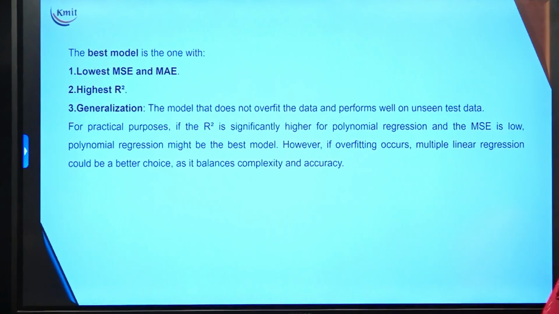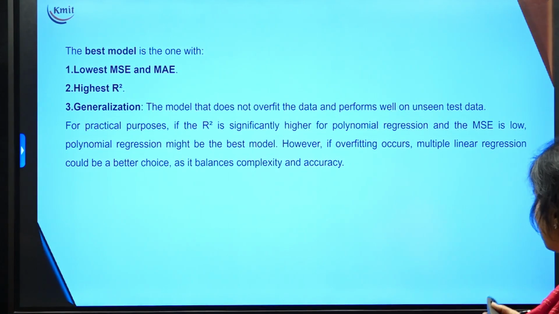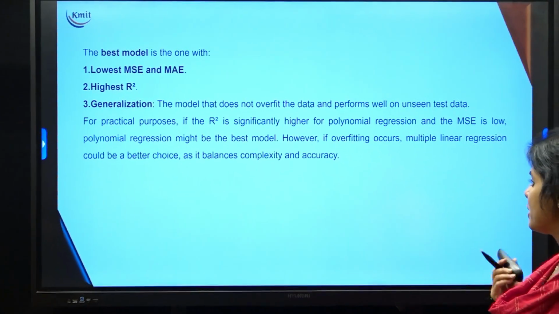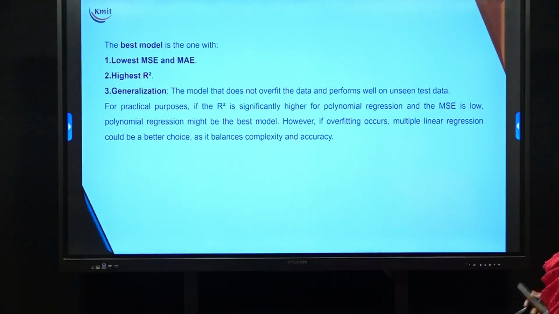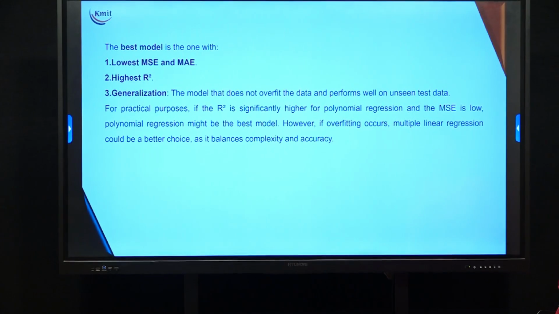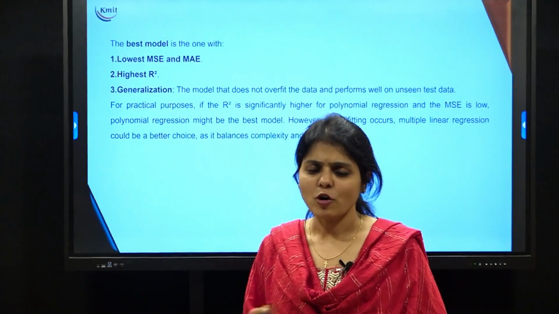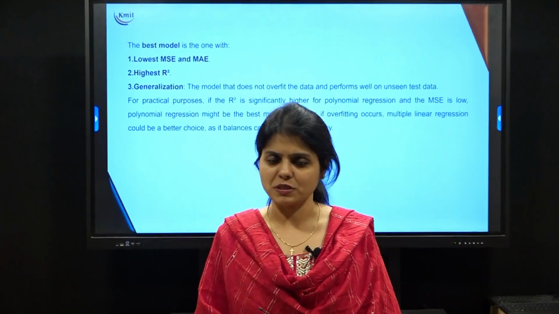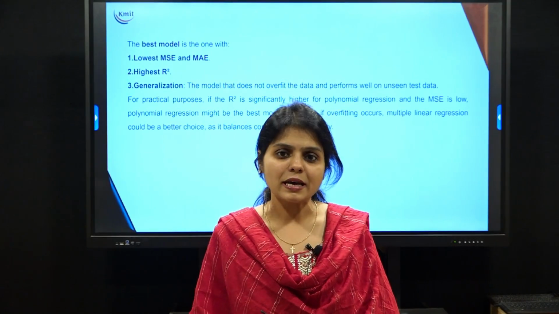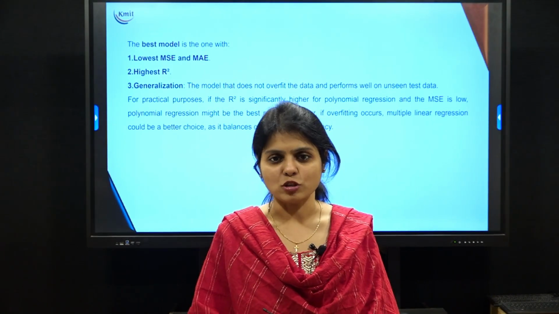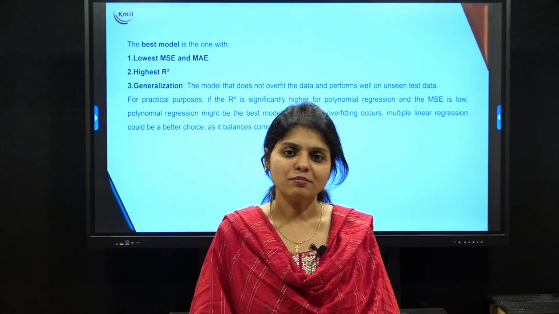Okay, so for practical purposes, if the R square is significantly higher for polynomial regression and the MSE is low, polynomial regression might be the best solution for this particular data set. However, if overfitting occurs, you can go for multiple linear regression. So polynomial regression is usually the best for this particular data set, but if you find that the overfitting problem is there, and if you cannot overcome that by cross validation, you can go with multiple linear regression as the best model.